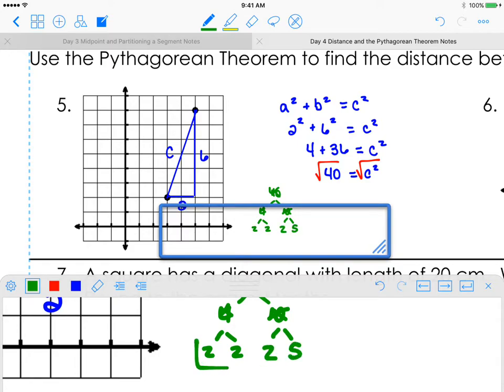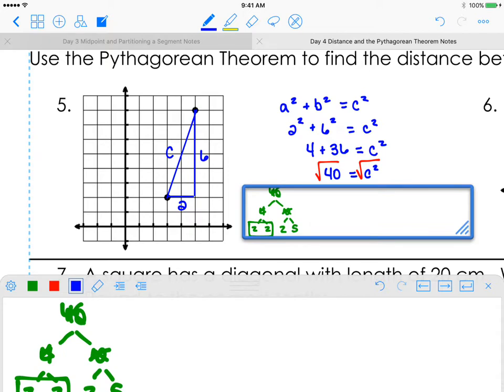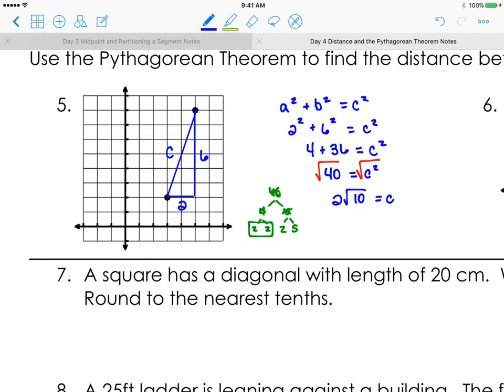So remember, we're looking for pairs. I've got a pair of 2's, so that means one 2 can come out. My other two numbers don't have a dance partner, so they have to stay inside. So 2 comes out, whereas 2 times 5, which is 10, stays in. So the length of my hypotenuse is 2 square root 10.